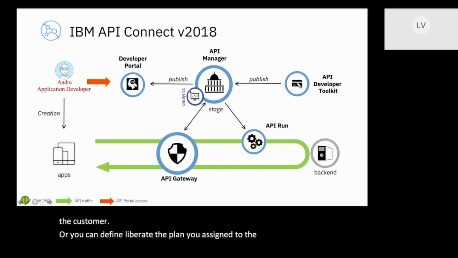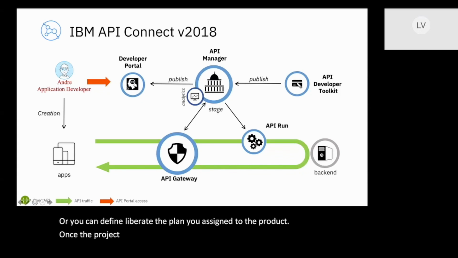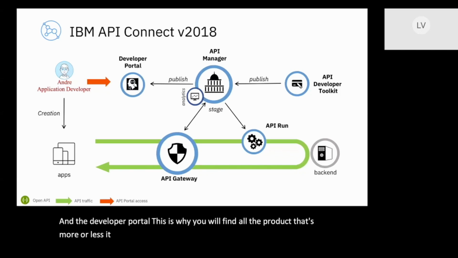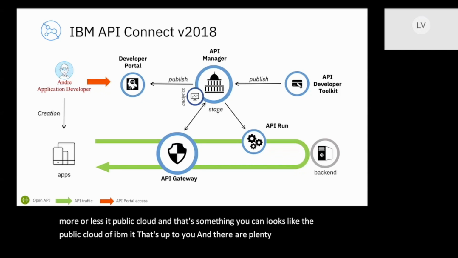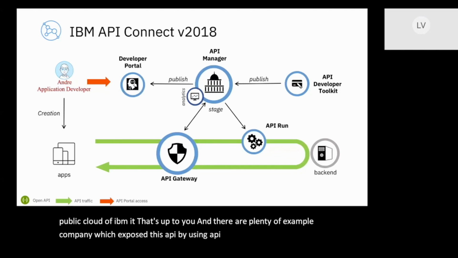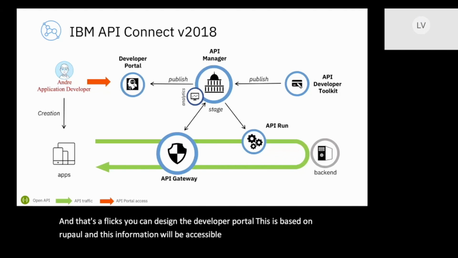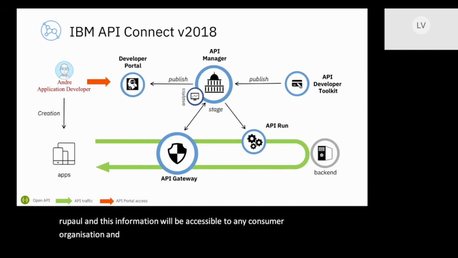Once the product is published, it will be displayed on the developer portal. And the developer portal is where you will find all the products. That's more or less a public cloud, and it can look like the public cloud of IBM, but that's up to you. There are plenty of example companies which expose their APIs by using API Connect. And that's a flex. You can design the developer portal. This is based on Drupal, for instance. And this information will be accessible to any consumer organization, represented by Andre, application developer in this case.